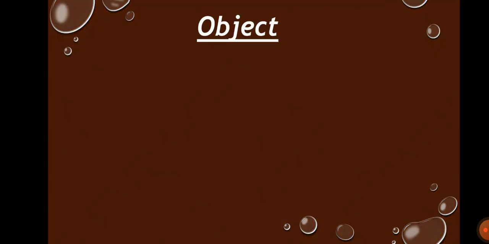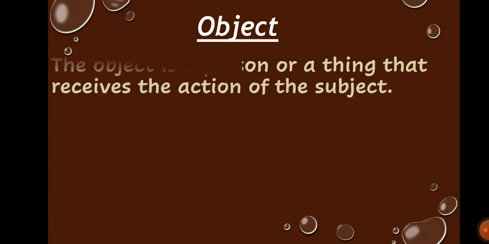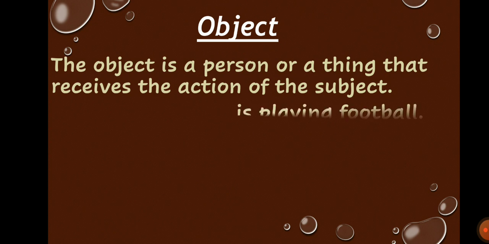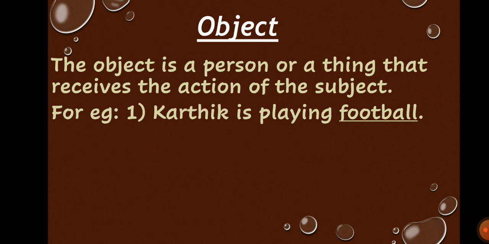Now let us study about object. The object is a person or a thing that receives the action of the subject. So object is a person or a thing that receives the action. It is not necessary that object should be a thing only. It can be a person, it can be a place, or it can be an animal, it can be anything. So students, now let us see the example.